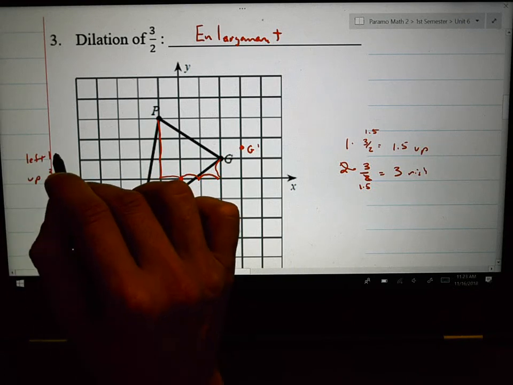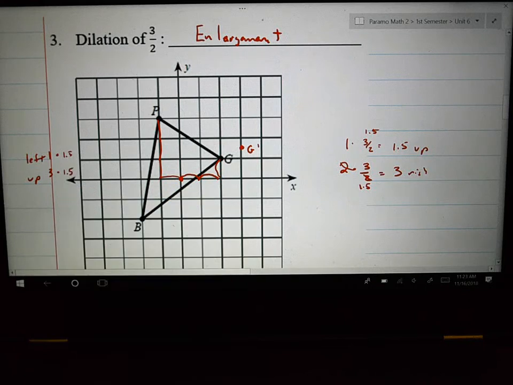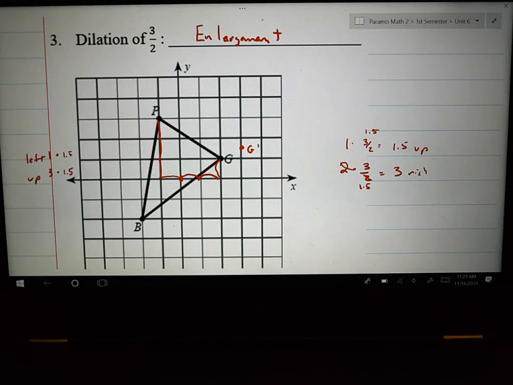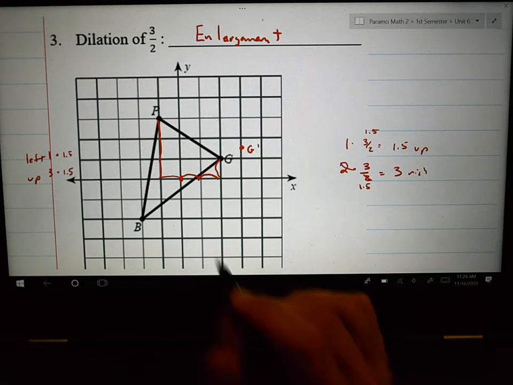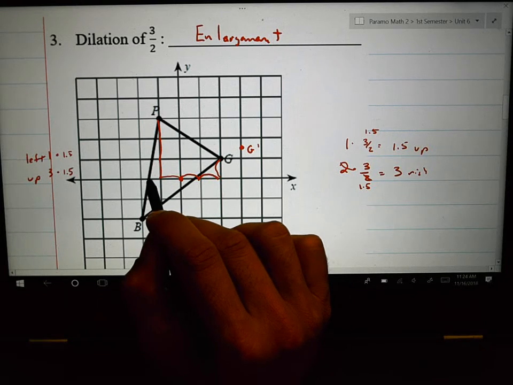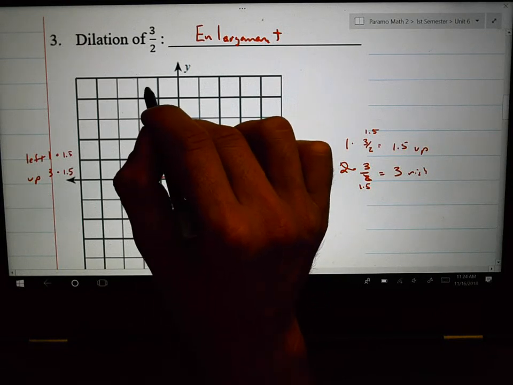So I need to multiply that by 1.5 and that by 1.5. So now I'm going to go left 1.5 and up 4.5 from the origin. Left 1.5, up 4.5. 1, 2, 3, 4.5.